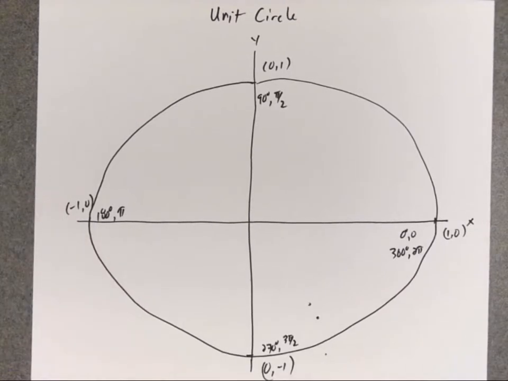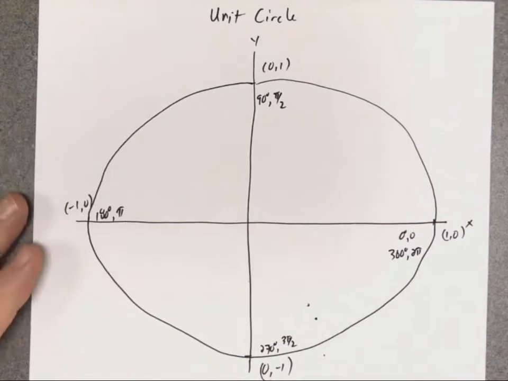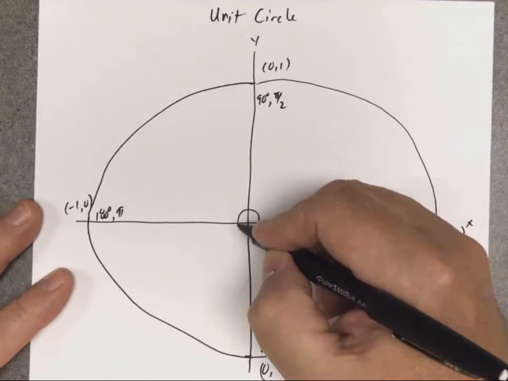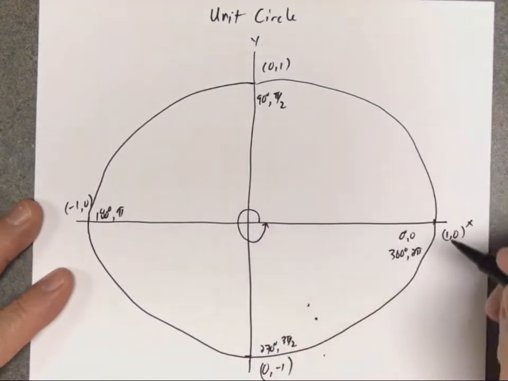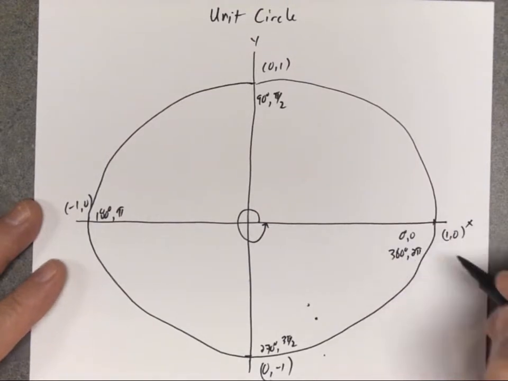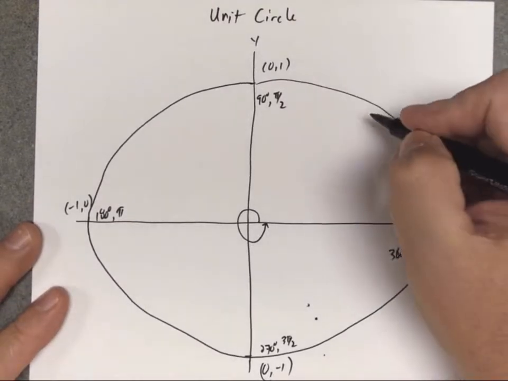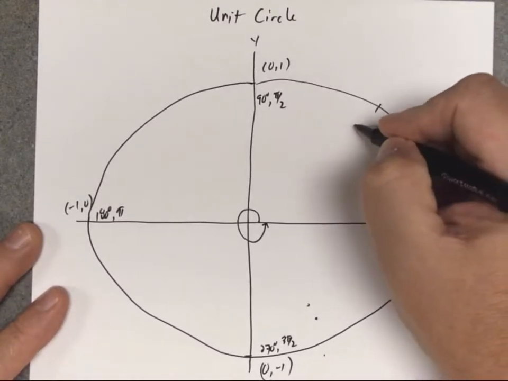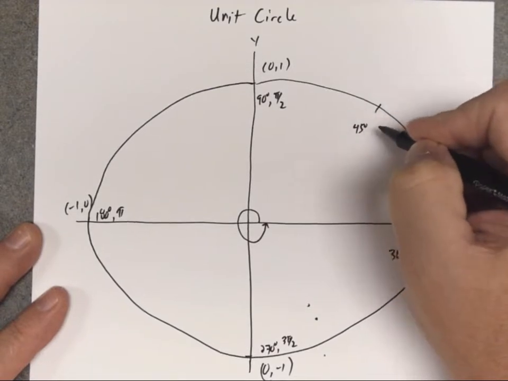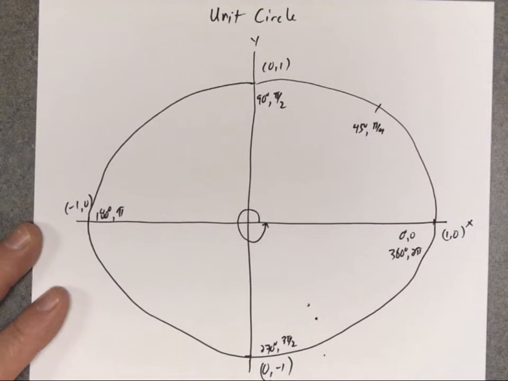All right, we've discussed that before. If I start here and my angle is all the way around the unit circle, I would have gone 360 degrees or 2 pi radians. Now the other special angles are halfway between. We call that 45 degrees. Turns out in radians it is pi over 4.